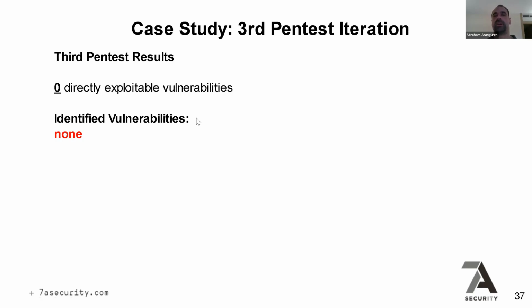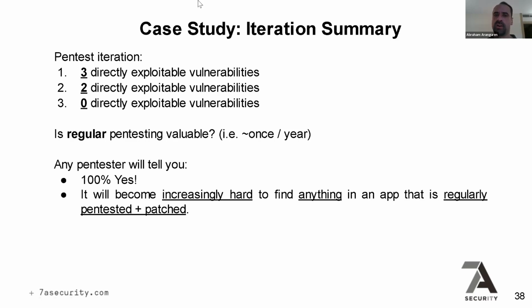0 directly exploitable vulnerabilities on the 3rd iteration for this customer who was very diligent in patching everything we put in the report, right? So this shows you why you need a manual pen test, because the security of whatever you have, mobile application, web application, whatever, is going to get better, right? So a quick iteration summary: first pen test iteration, 3 directly exploitable vulnerabilities; second, 2; third, 0 directly exploitable vulnerabilities. So is regular penetration testing valuable? Any pen tester will tell you 100% yes. It will become increasingly hard to find anything in an app that is regularly pen tested and patched, right? If it is patched every time it is tested, right?